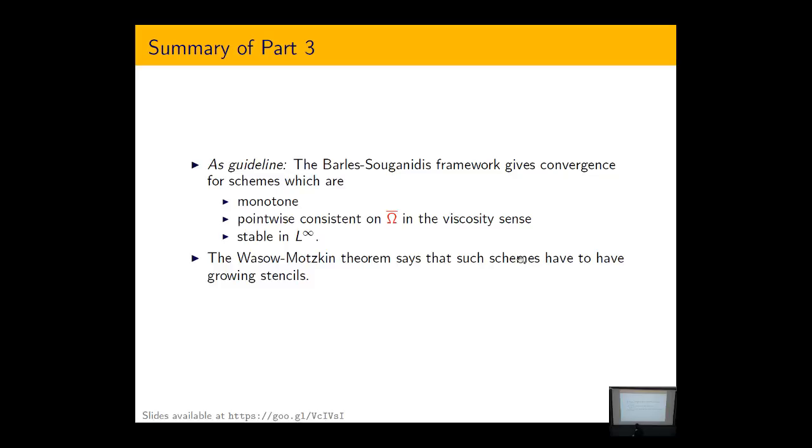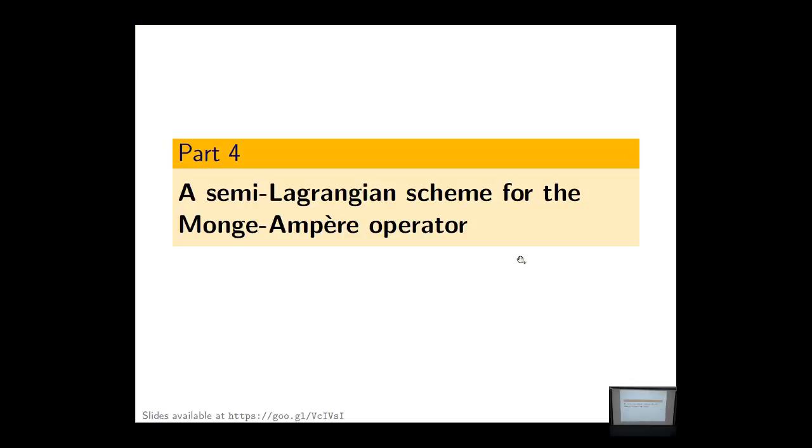Okay, so that's the summary of part 3. We learned about the Balzerganides. I already mentioned there's a problem here with the boundary conditions again, and that Vasov-Motzkin says, unfortunately, we have to have large stencils at this point. And I also showed you the discretization. Okay, so now everything is set, so we can discretize our Monge-Ampere operator with the things I showed you before.